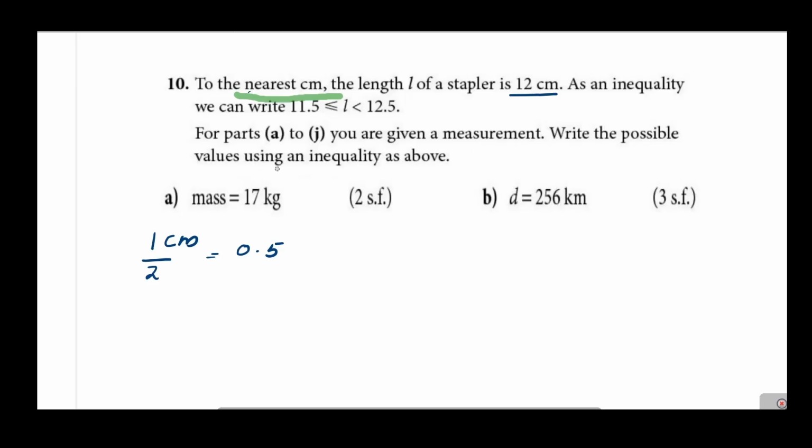Let's say that for parts A to J you are given a measurement. Write the possible values using an inequality as above. This is limits of accuracy, or upper and lower bound. Using the upper and lower bound, you have to create an inequality. We call it limits of accuracy.